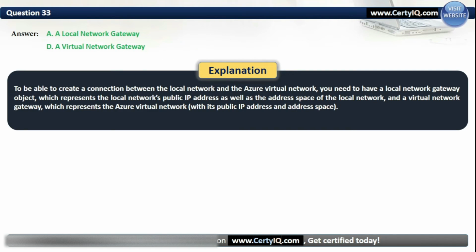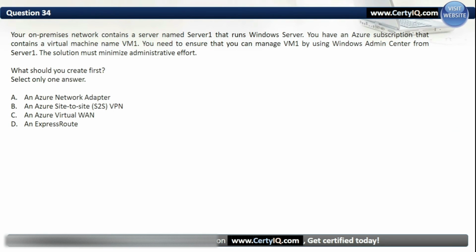To be able to create a connection between the local network and the Azure virtual network, you need to have a local network gateway object which represents the local network's public IP address as well as the address space of the local network, and a virtual network gateway which represents the Azure virtual network with its public IP address and address space. Question 34. Your on-premises network contains a server named Server1 that runs Windows Server.